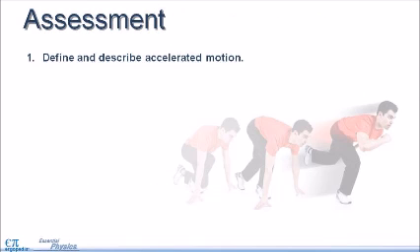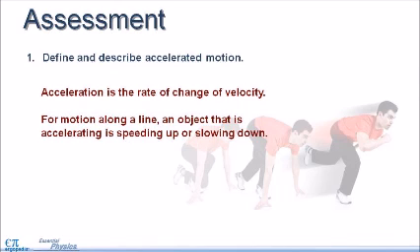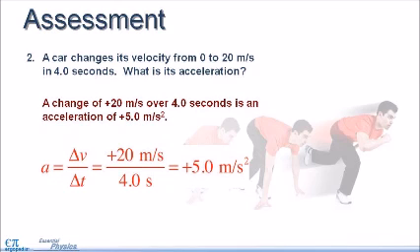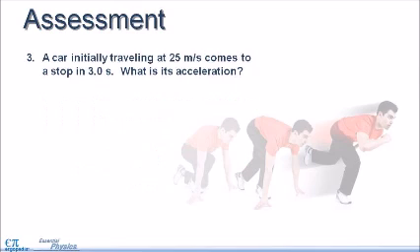Assessment. Define and describe accelerated motion. Acceleration is the rate of change of velocity. For motion along a line, an object that's accelerating is speeding up or slowing down. A car changes velocity from 0 to 20 meters per second in 4 seconds. What is its acceleration? A change of 20 meters per second over 4 seconds is an acceleration of 5 meters per second squared.